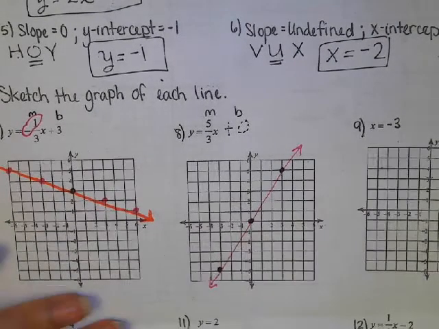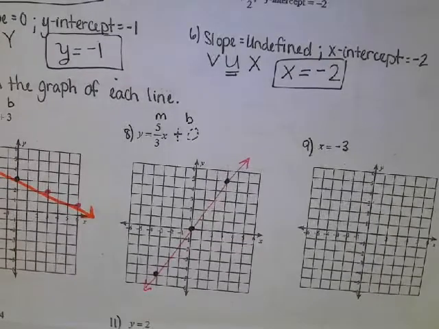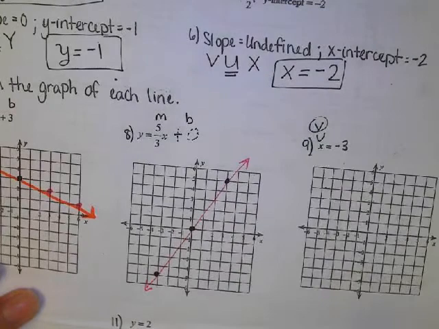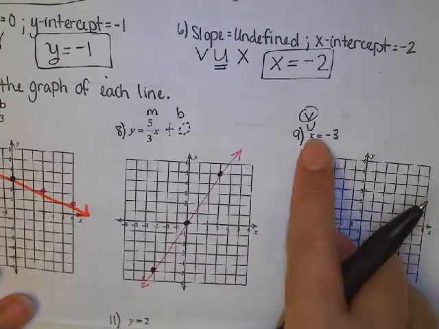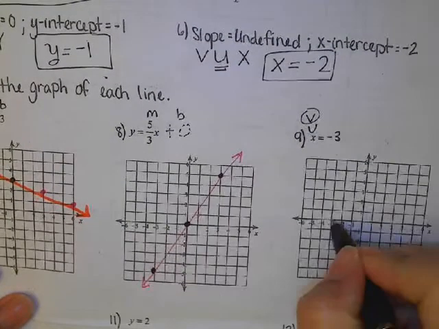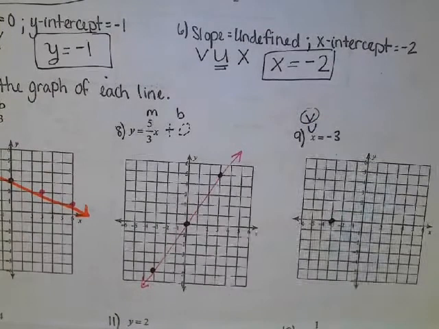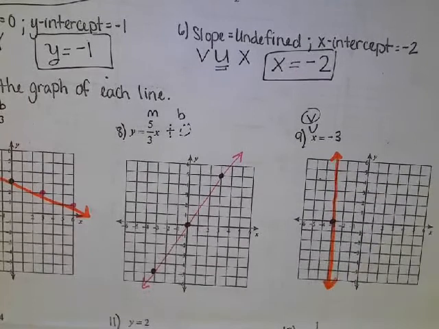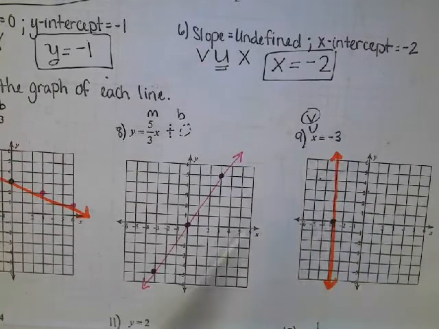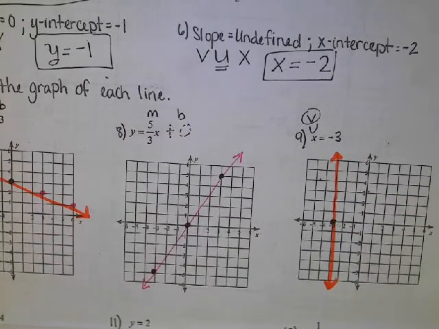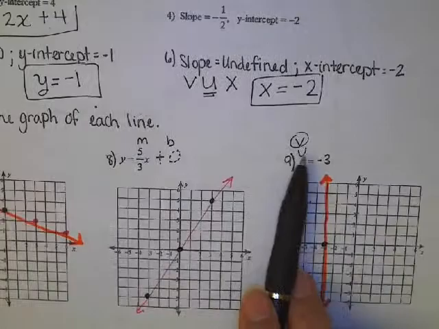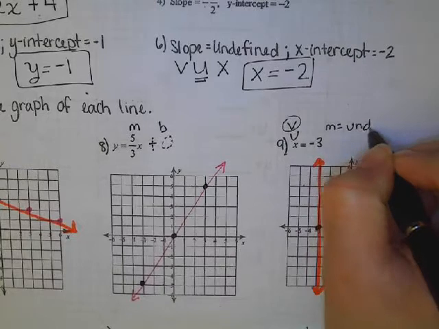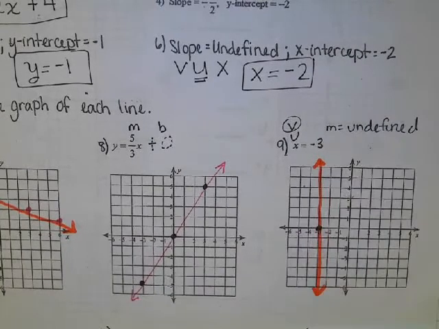Number 9 just says x and a number. Whenever you just see x and a number, that's your special line, the vux. Okay, that means it's going to be a vertical line. So I'm going to go to the x-axis because that's the only letter given. And I'm going to go look for that -3. And I'm going to draw it vertically. This graph has an undefined slope. Okay. So right here, you see how the slopes were given? Well, as soon as you see x equals a number, the slope is also given. It's undefined.